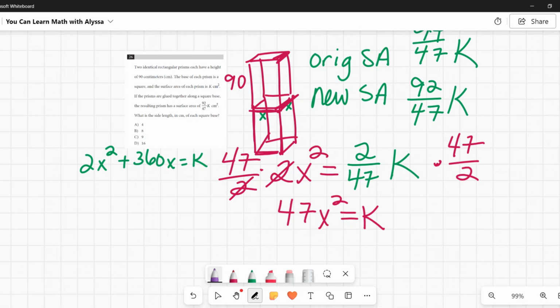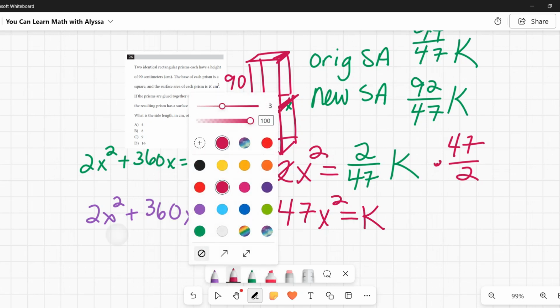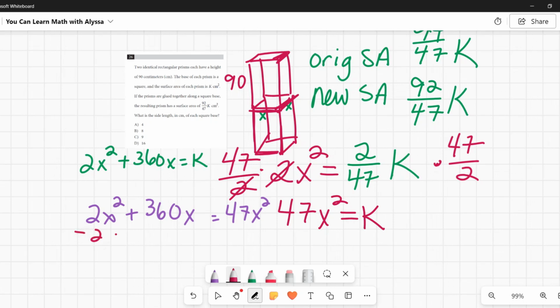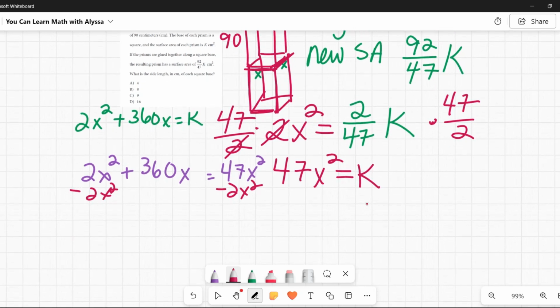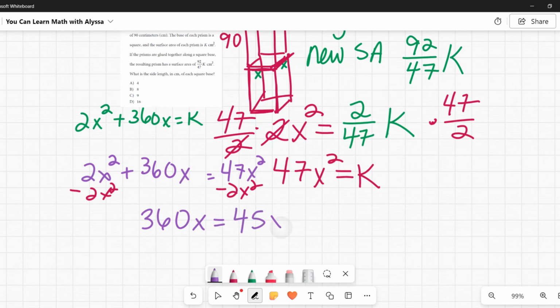So I can set them equal to each other. So now I have 2x squared plus 360x equals 47x squared. I'm going to subtract 2x squared from both sides. I was trying to keep this all on one page, but I'm just running out of room as usual. And so I have 360x on the left, and 47x squared minus 2x squared is 45x squared on the right.